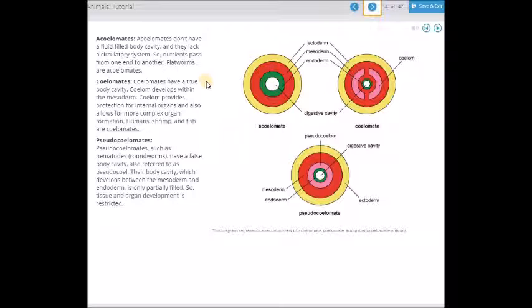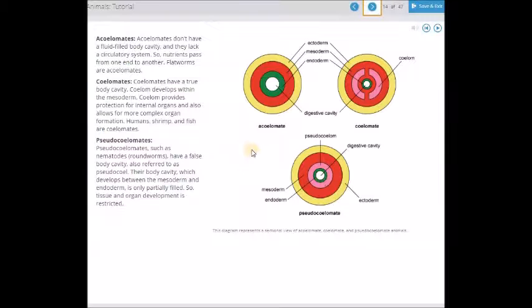Now, let's just be clear, all right? Acoelomates don't have a fluid filled body cavity. Coelomates do have a true body cavity that are fluid filled, and pseudocoelomates, and that's going to be these guys right here, these nematodes, the roundworms, all right? The roundworms have, the pseudo means fake, so they have a cavity. It is fluid filled, but it's only partially filled. It doesn't really have the tissues and organ development like a true coelomate does.